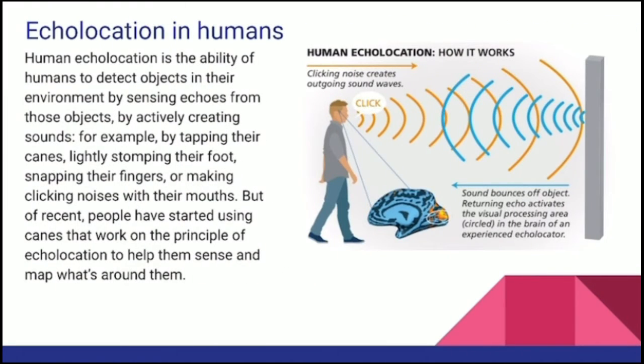Human echolocation is the ability of humans to detect objects in their environments by sensing echoes from those objects by actively creating sounds. For example, by tapping their canes, lightly stomping their feet, snapping their fingers, or making clicking noises with their mouths. But of recent, people have started using canes that work on the principle of echolocation to help them sense and map what's around them.